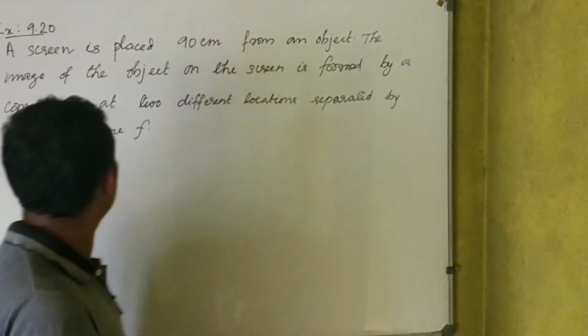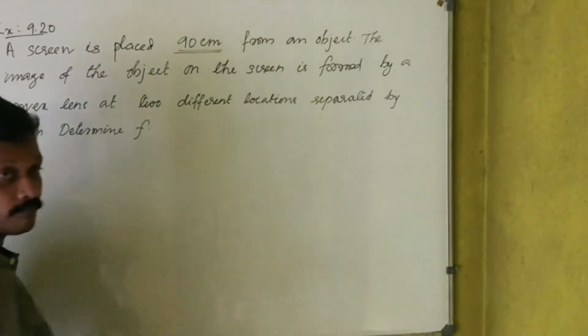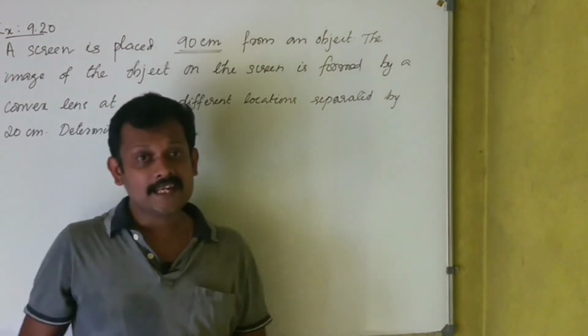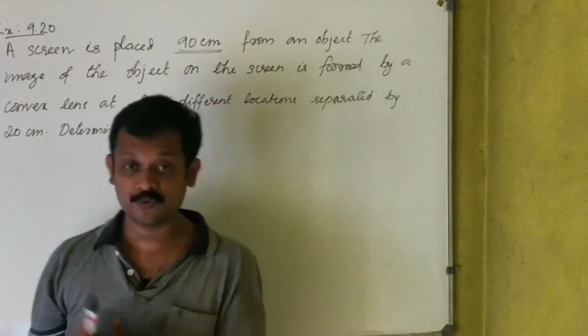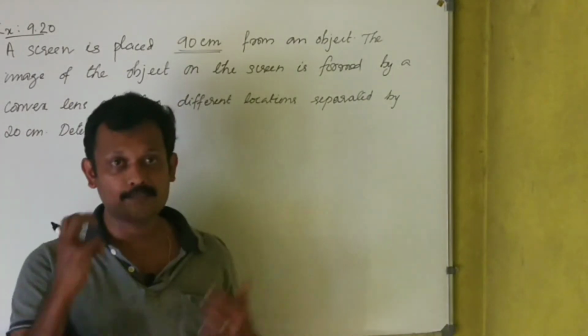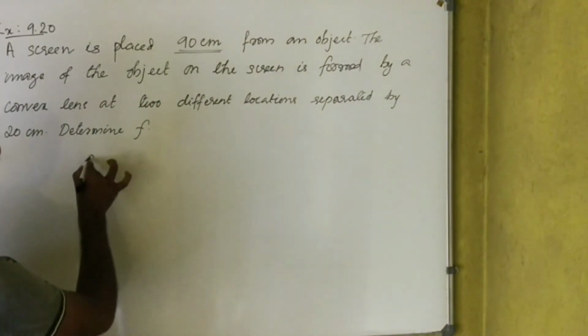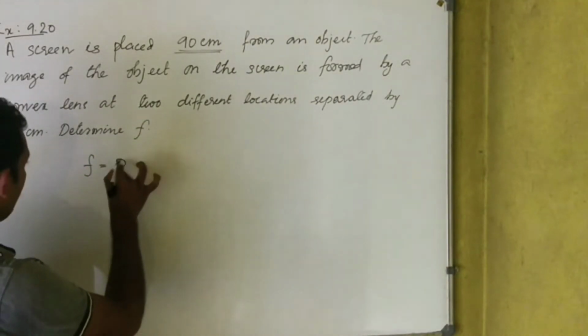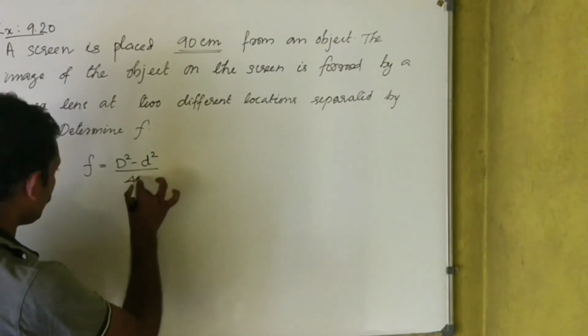Okay. What is the first information? What is 90 centimeter? Let us reduce our points into the terms we said. We have to find out focal length. So focal length of the lens, we have the formula capital D square minus small d square divided by 4 into capital D.